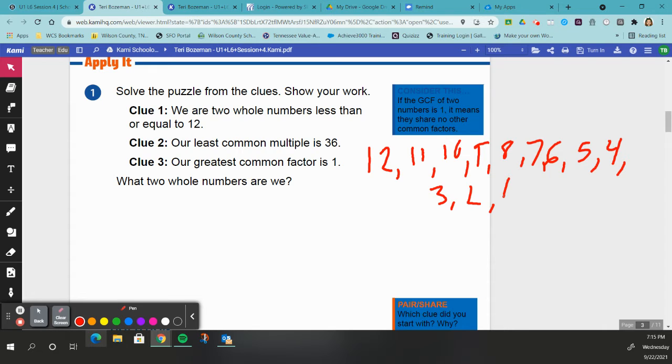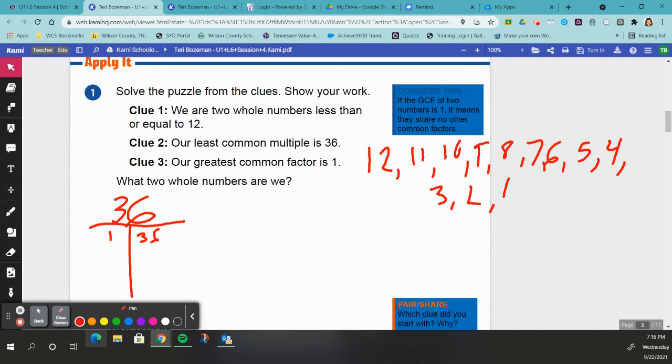It says our least common multiple is 36. So I need to find numbers that have 36 as a multiple. If I count by that number, I would get to 36. So if I look at my factors of 36, then I see that we would have 1 and 36.